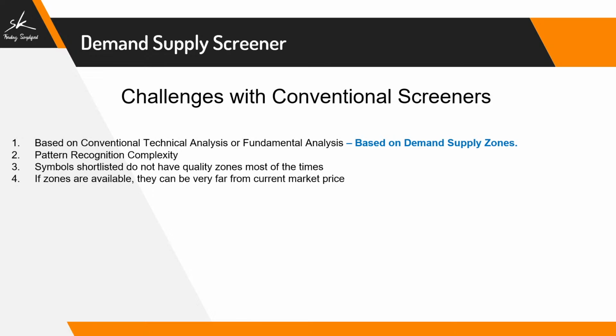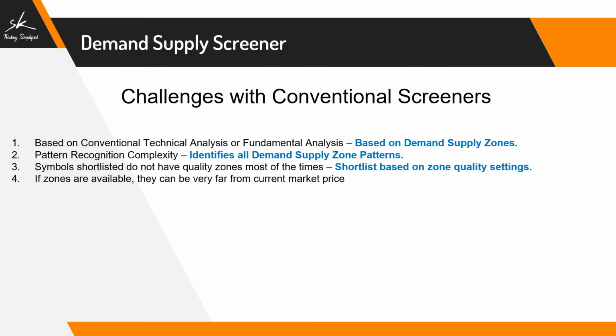Now, how does the demand and supply screener help us? First and foremost, the demand and supply screener is purely based on demand and supply zones. It is not based on any indicators or oscillators. It identifies all structures of demand and supply. So it's not identifying just one particular kind of pattern; it is identifying all kinds of patterns. Plus, you can also customize what kind of patterns you want, how many candles you want in the basing, and what kind of legouts you want. All those things can be customized.